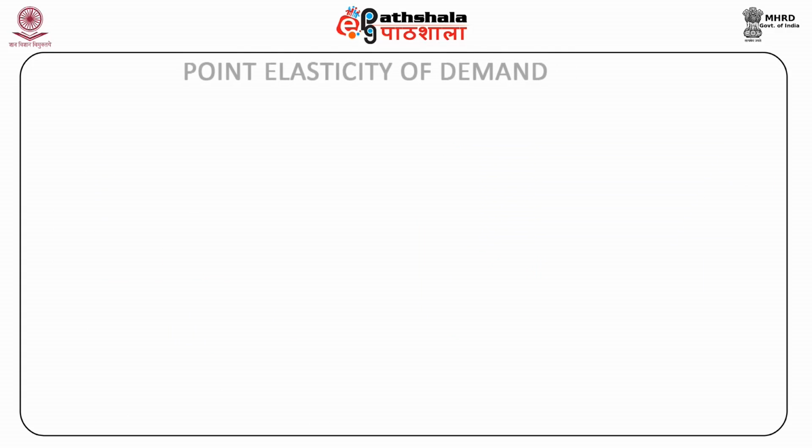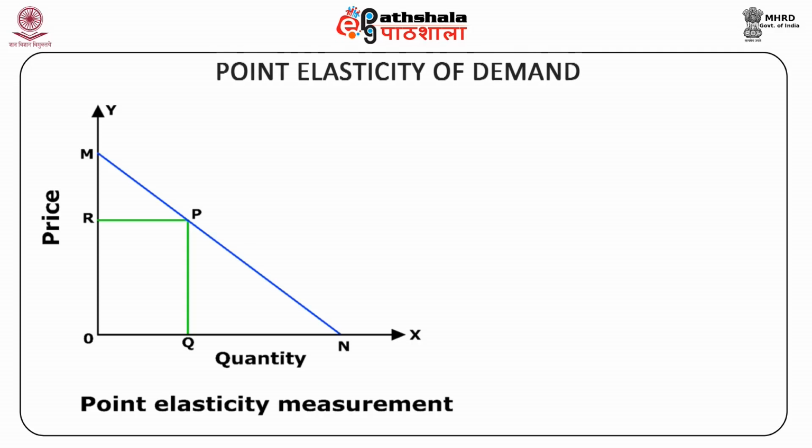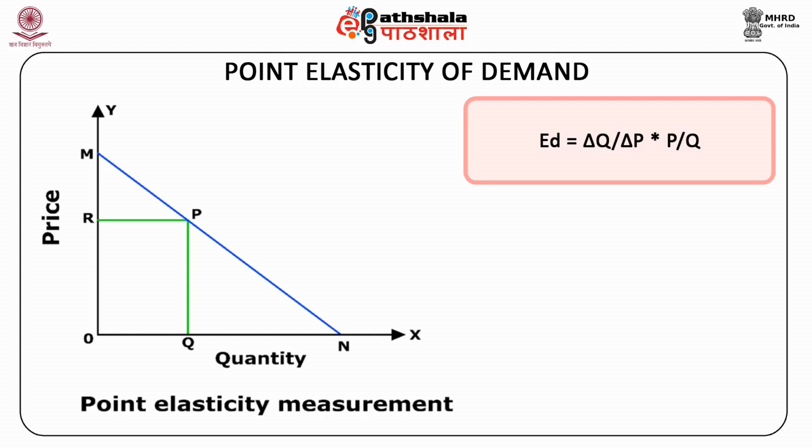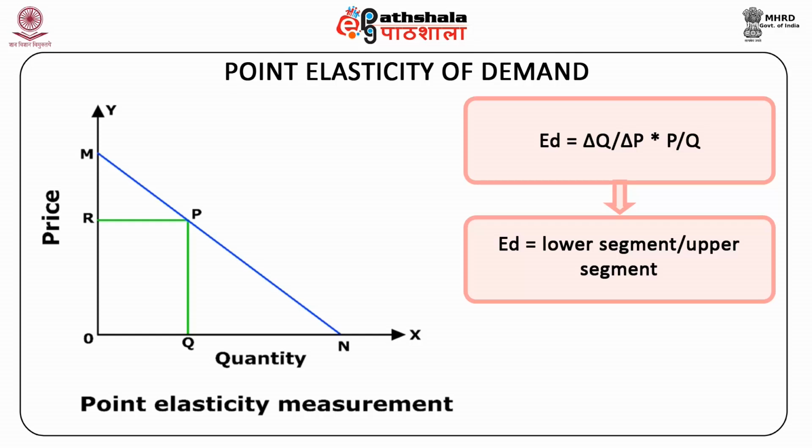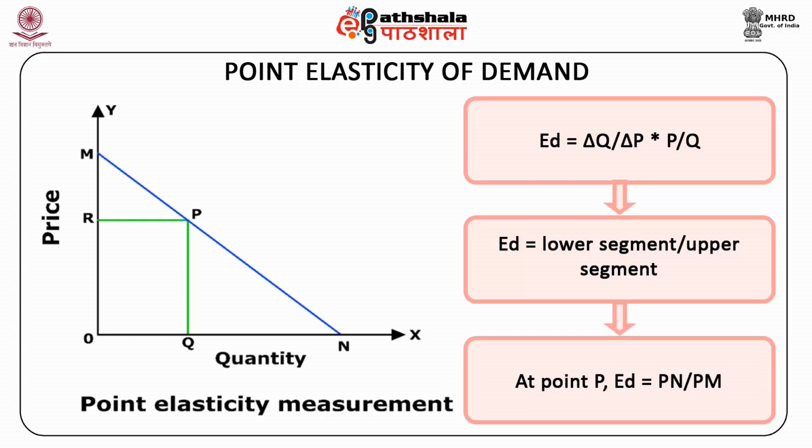When the elasticity is measured for a point on a demand curve, it is known as point elasticity. The point elasticity is measured by the following formula: ED is equal to change in Q by change in P into P by Q, or ED is equal to lower segment divided by upper segment. For instance, the point elasticity at point P could be calculated as follows: ED is equal to lower segment divided by upper segment. Thus, ED is equal to Pn divided by Pm.